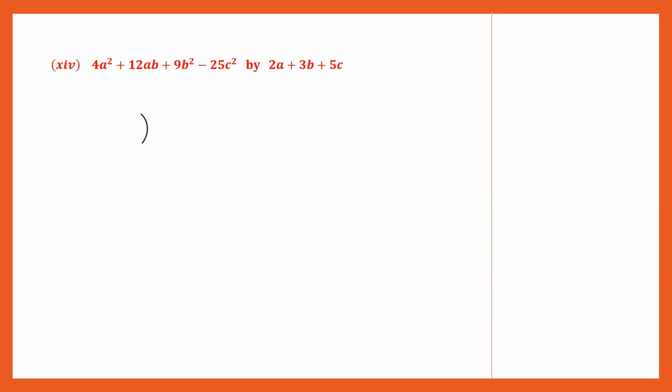So let's begin this division. So we have our divisor and our dividend. So now let's follow all the rules. First step, first term of the dividend and the first term of the divisor. So 4a square divided by 2a. So 2 and 4 will get cancelled.